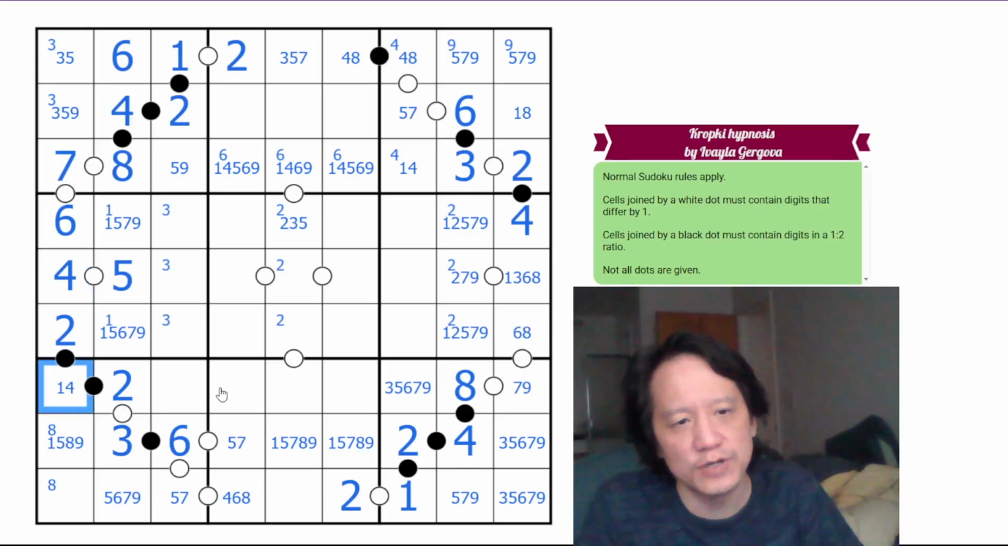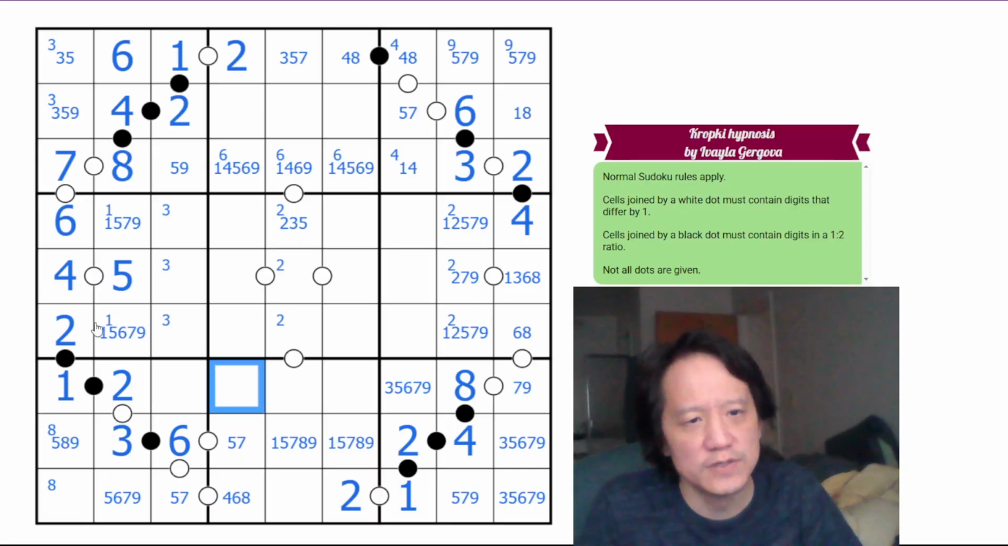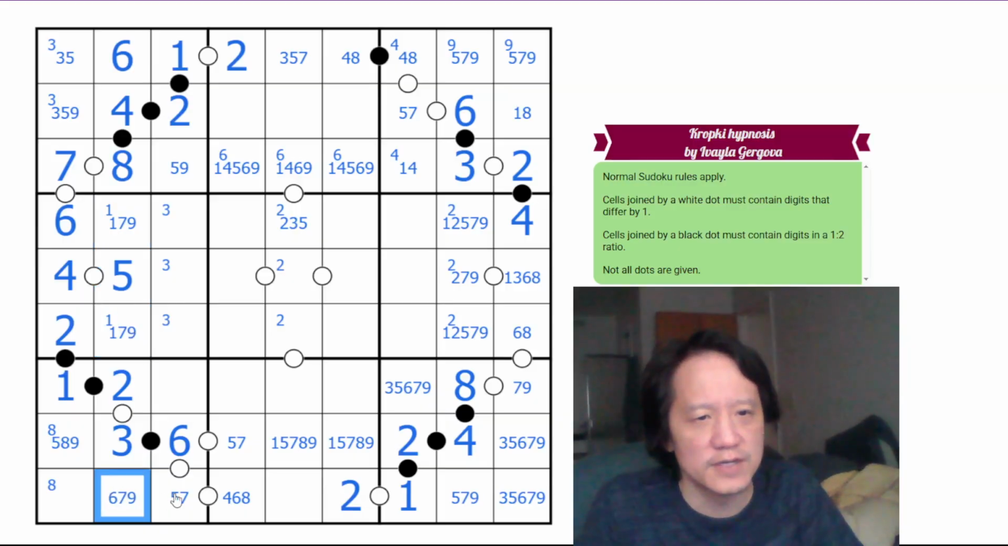That eliminates 4 here, so that's 1. And this can no longer be 1. This can't be 5 or 6. This can't be 5. And this can't be 5 or 6. Okay.